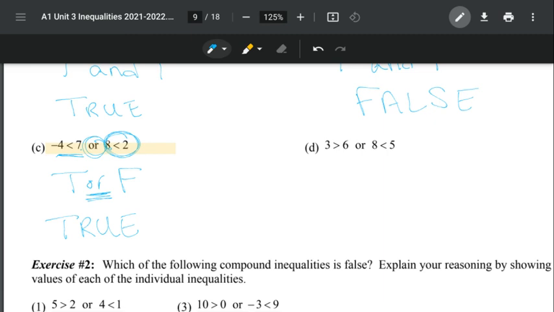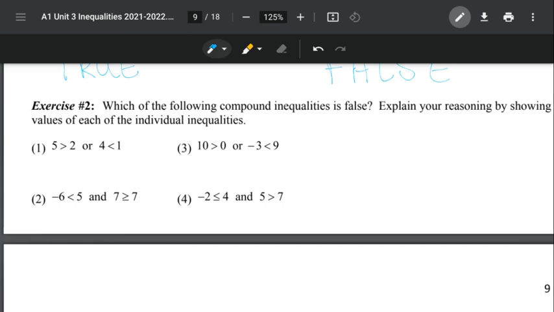Now let's look at letter D. 3 is bigger than 6. That is false, but it's an or statement. So let's see about the other one. 5 is not bigger than 8. That's false as well. Because nothing is true, the whole thing is false.